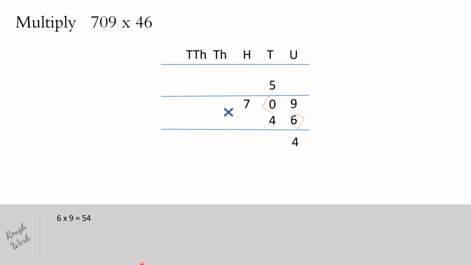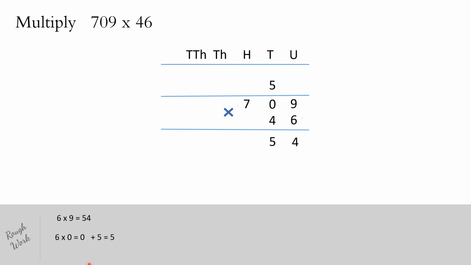Now we will multiply 6 by 0. Any number multiplied by 0, product is 0. So 6 into 0 is equal to 0 plus 5. This 5 is which we have carried here. So 0 plus 5 we got the answer 5. So we will write 5 at tens place.